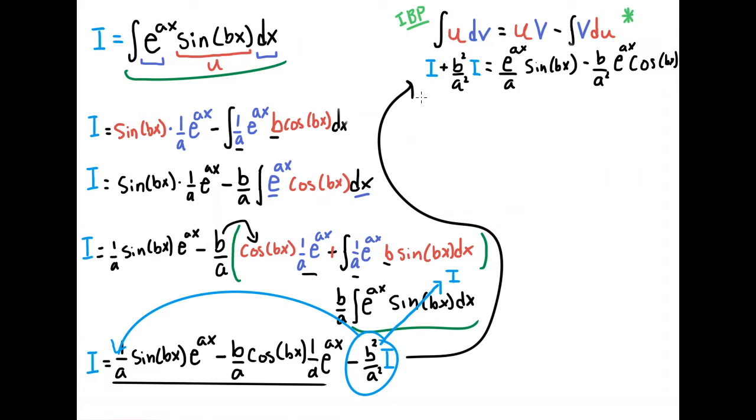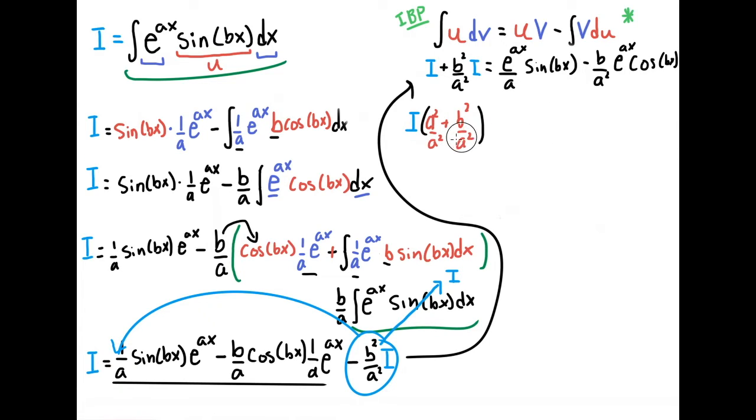Okay, and I'm going to factor out, we have a common I on these terms right here. It's going to be I times 1 plus b squared over a squared. I just want to take a look at this right here. 1 plus b squared over a squared. Well, this 1 right here is the exact same as a squared over a squared. If you have a common denominator with both of these, then we can put these together.